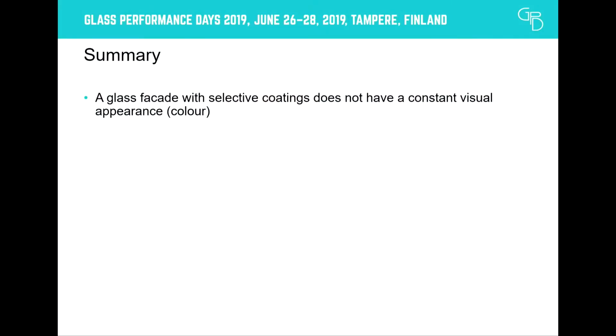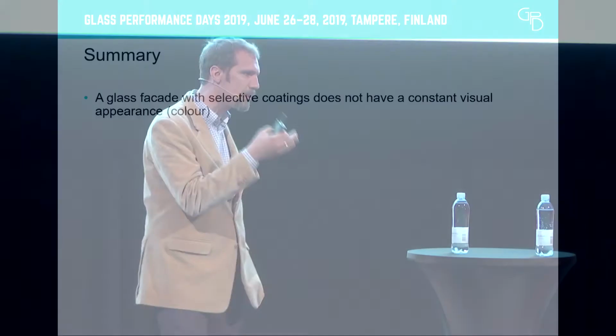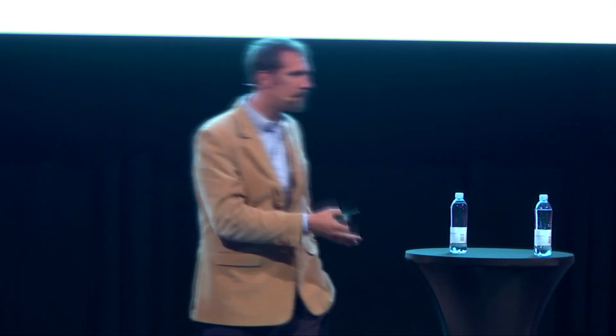Summary. Glass facade with selective coatings does not have a constant visual appearance. Yes, because the light conditions are changing. The angle of the sun is changing, the time of the year is changing. We might have clouds, we might have a bright sky. It's constantly changing.